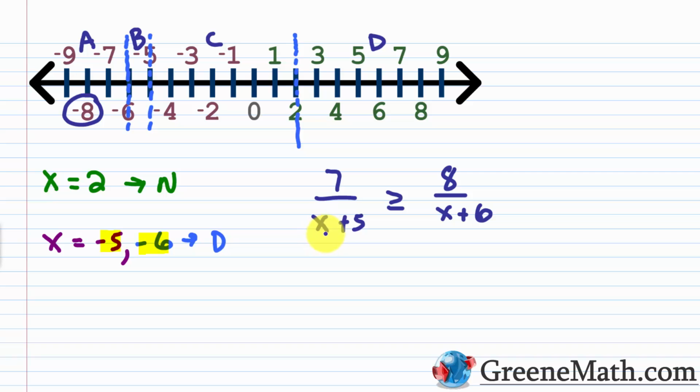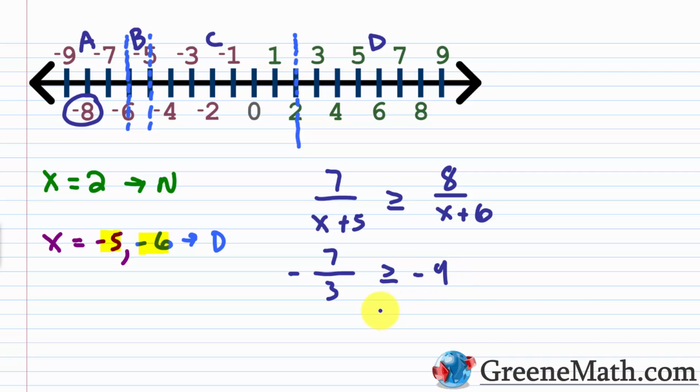And if I plug that in for x, what would I get? So I would have 7 over negative 8 plus 5 is greater than or equal to 8 over negative 8 plus 6. So negative 8 plus 5 is negative 3. So this would be negative 7/3. And then negative 8 plus 6 would be negative 2. We know that 8 over negative 2 is negative 4. So ask yourself the question, you have negative 7 over 3. Is that greater than or equal to negative 4?